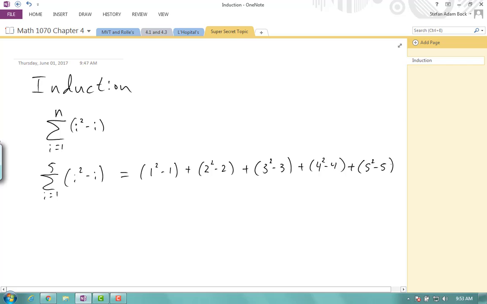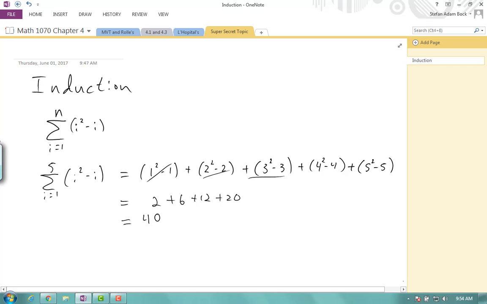And I want to add all of these up. And this is kind of tedious. Let's see, I have 1 minus 1, so that's 0. Here I have 4 minus 2. Here I have 9 minus 3. 16 minus 4. And here I have 25 minus 5, which is 20. And this has a final answer of 40.